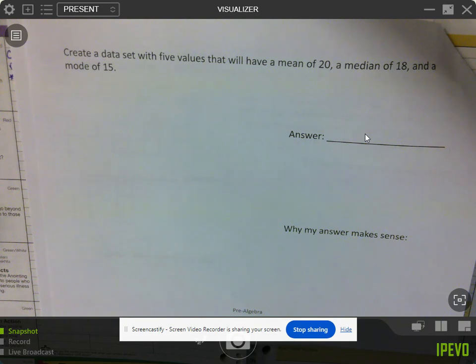Mode is the most. The median is the number in the middle. So if they tell you what the median has to be, they tell you what the mode has to be. That already gives you some of the numbers in your data set. Then you need to finish up your data set, making sure you have a mean of 20.